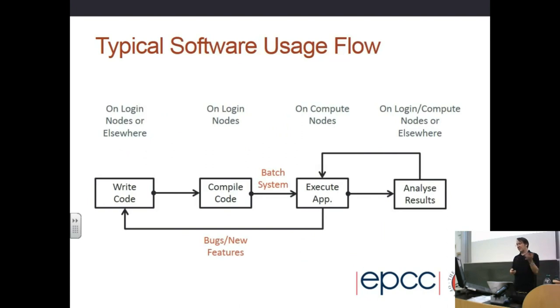Software usage, as I said, is fairly simple: you write the code, you compile it, you submit it to the machine, and then you deal with bugs and new features, and you maybe do analysis offline. Actually, this implies that the edit, compile, run cycle is done on something like Archer.